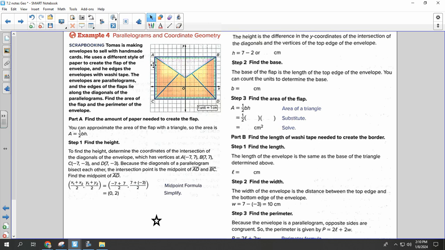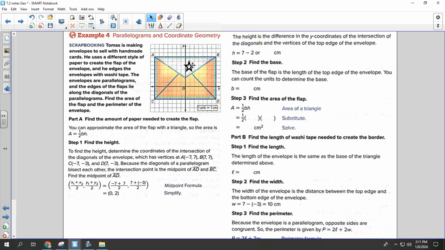So let's find the midpoint of AD. We're going to take the x from A, so -7, and the x from D, positive 7. We add them together and divide by 2 to get 0. Then we take the y from A, which is 7, and the y from C, which is negative 3. Add them together, divide by 2. 7 plus negative 3 is 4, divided by 2 is 2. So our point right here is at (0, 2).